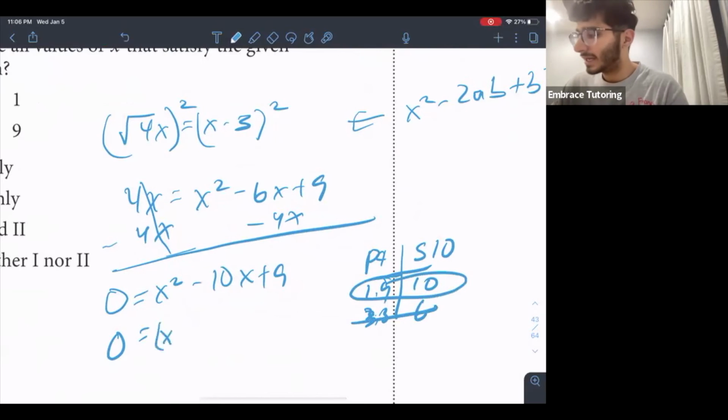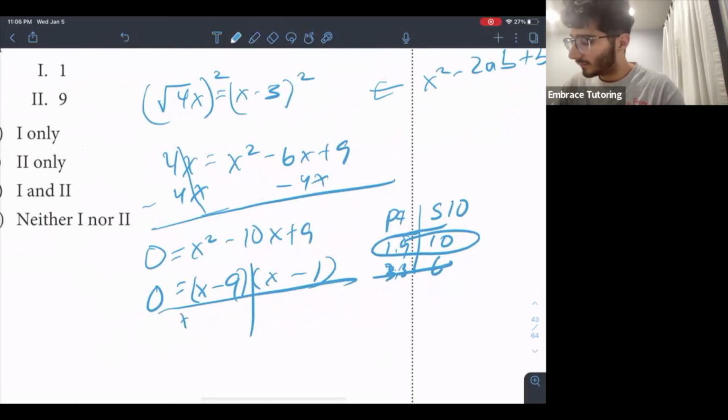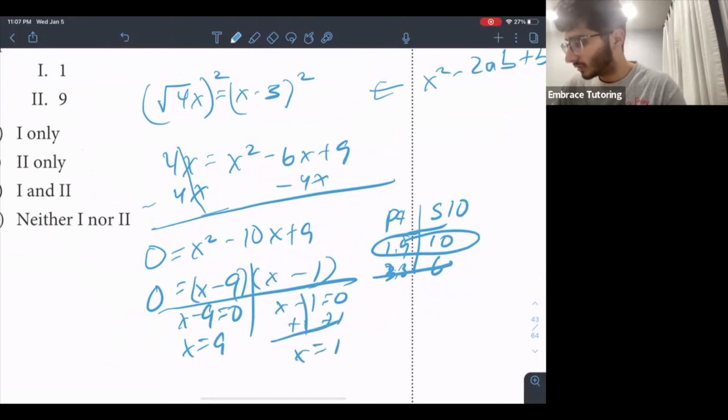So this would be x minus a number and then x minus a number: x minus 9 and x minus 1. You solve for both intercepts to get 0. So x is equal to 9, this side is equal to 0. Add 1 on both sides. x is equal to 1.